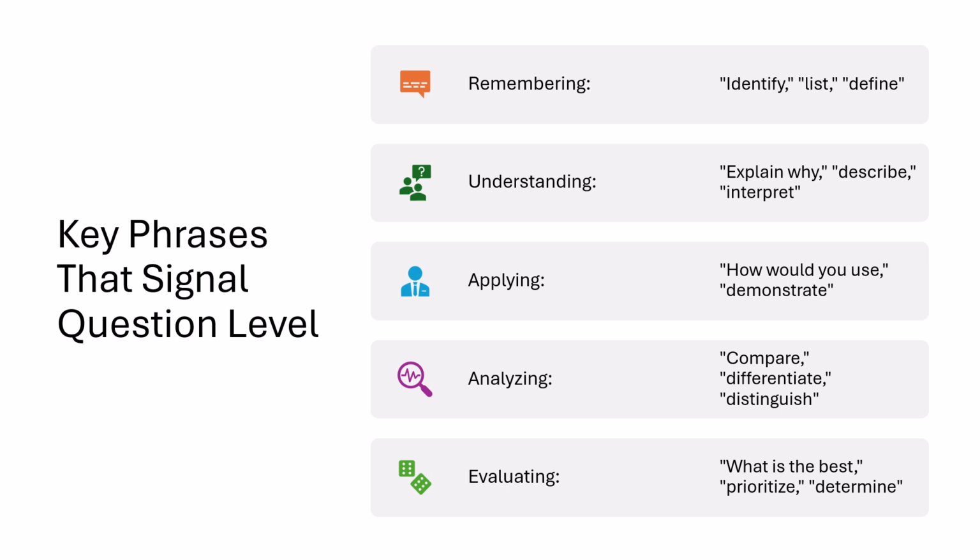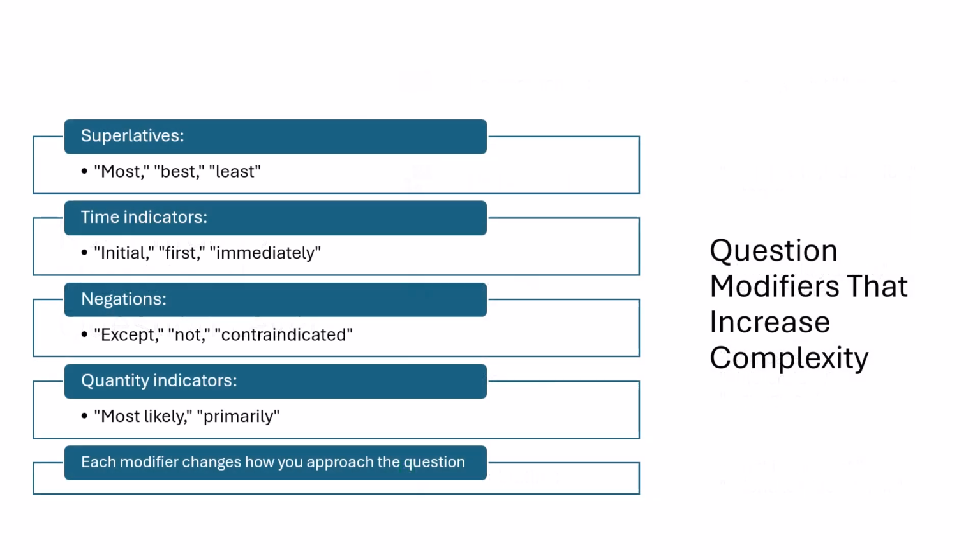Identify and list signal remembering questions. Explain why and describe indicate understanding. How would you use suggests application. Compare and differentiate point to analysis. And what is the best or prioritize indicate evaluation. Train yourself to spot these keywords. They're your roadmap to the right approach.